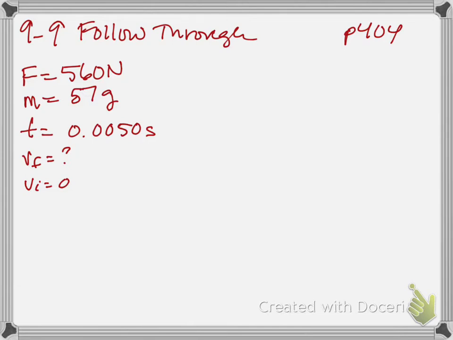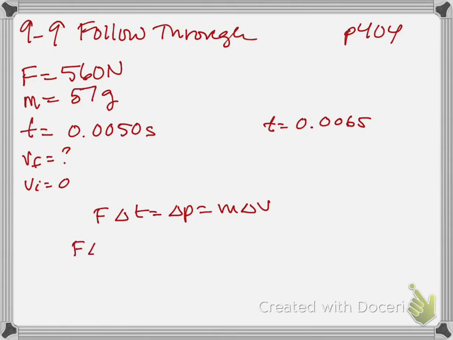And then they're going to say, what if her coach gets her to follow through and keep that tennis racket in contact with the ball for a little bit longer, 6.5 milliseconds? So we'll compare the speeds of the balls, and we're going to use the impulse momentum theorem to do that. So we have F delta T equals delta P, or we can say m delta v, because the mass of the tennis ball isn't changing. It's just the velocity.